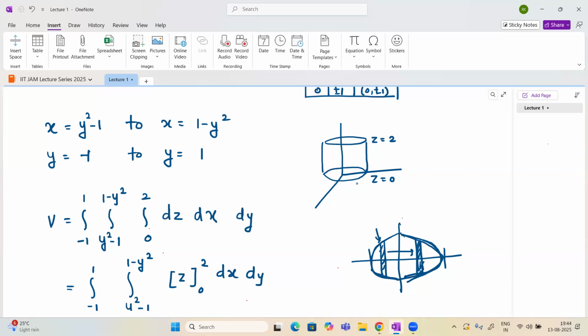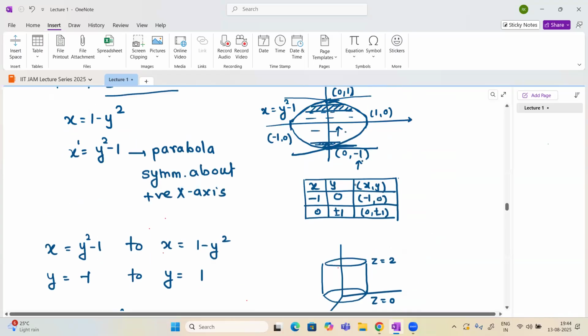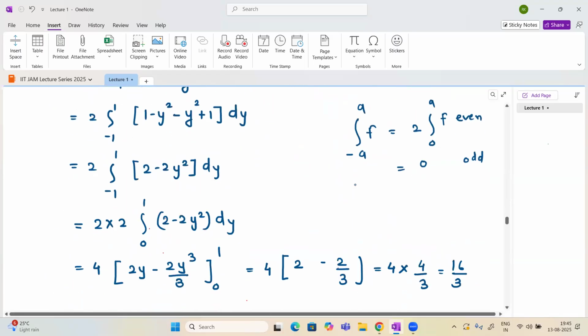You cannot take a single limit. In that case, we are supposed to divide the region in two parts. This is the first region R1, this is the second region R2. We need to solve separate integrations for R1 and R2, and then by adding, you will get the required answer. So it makes the problem complicated. That's why, to avoid this, I consider the strip parallel to the axis. Understood now?